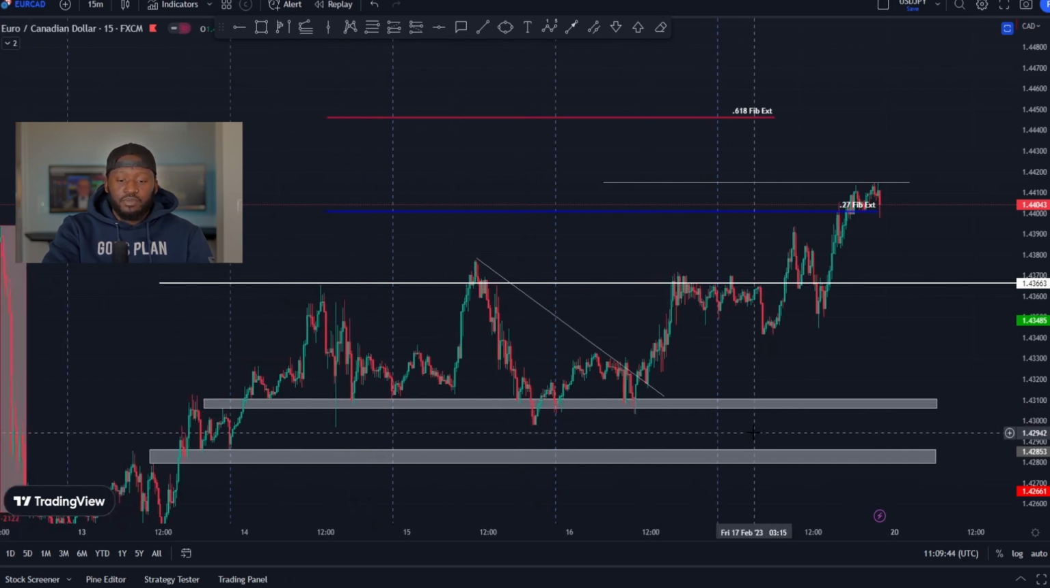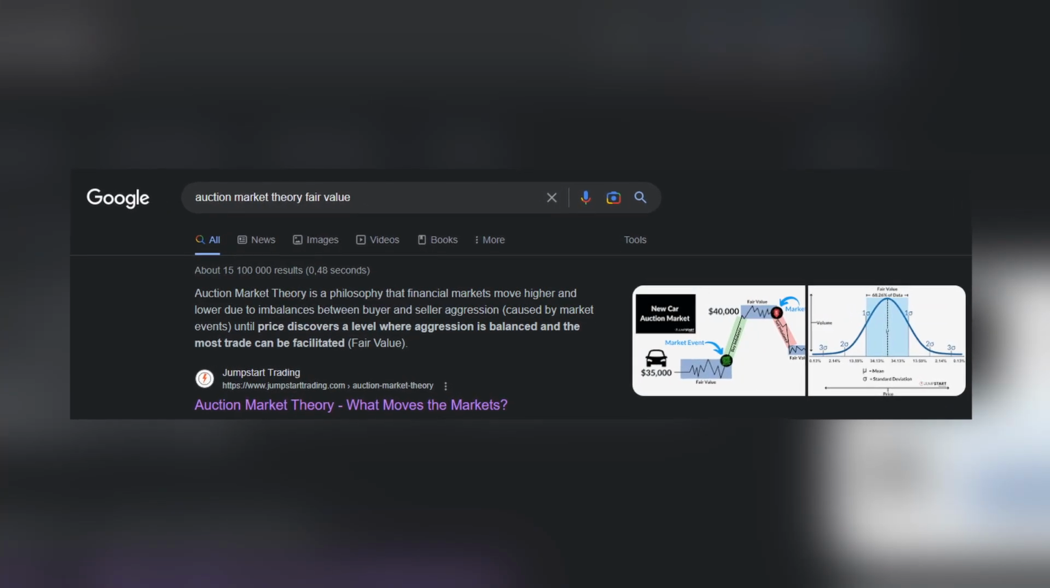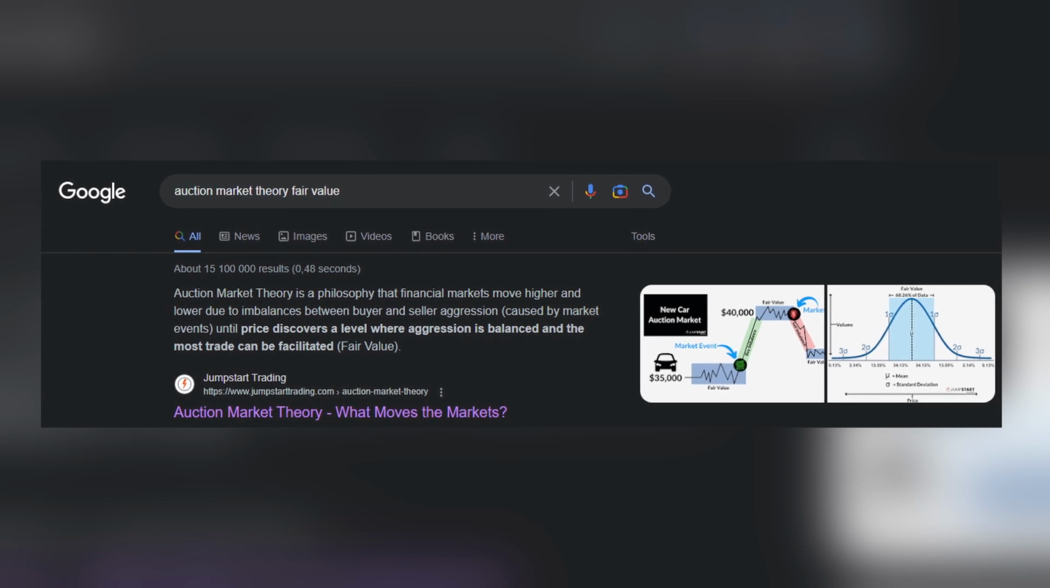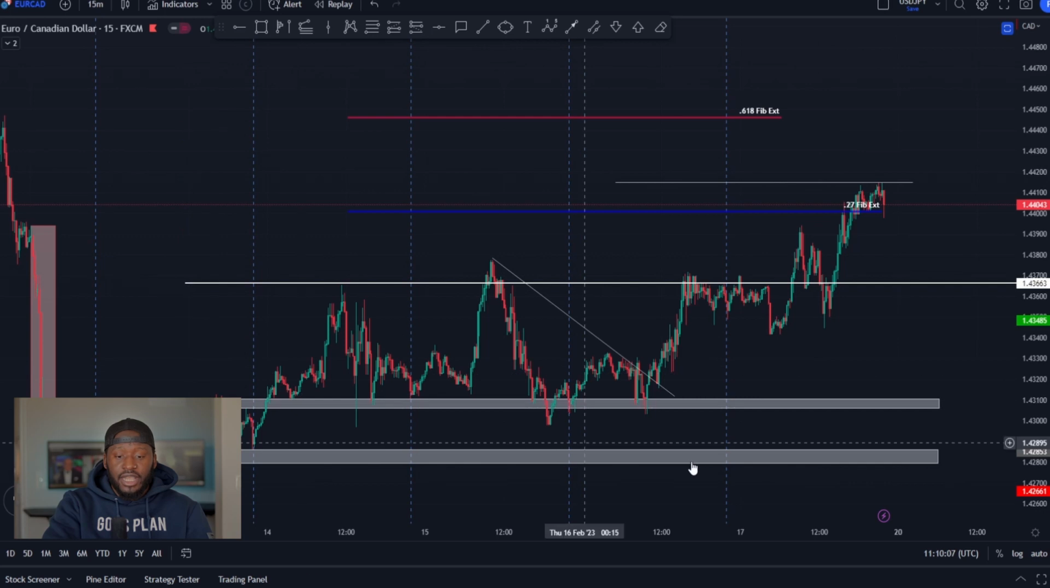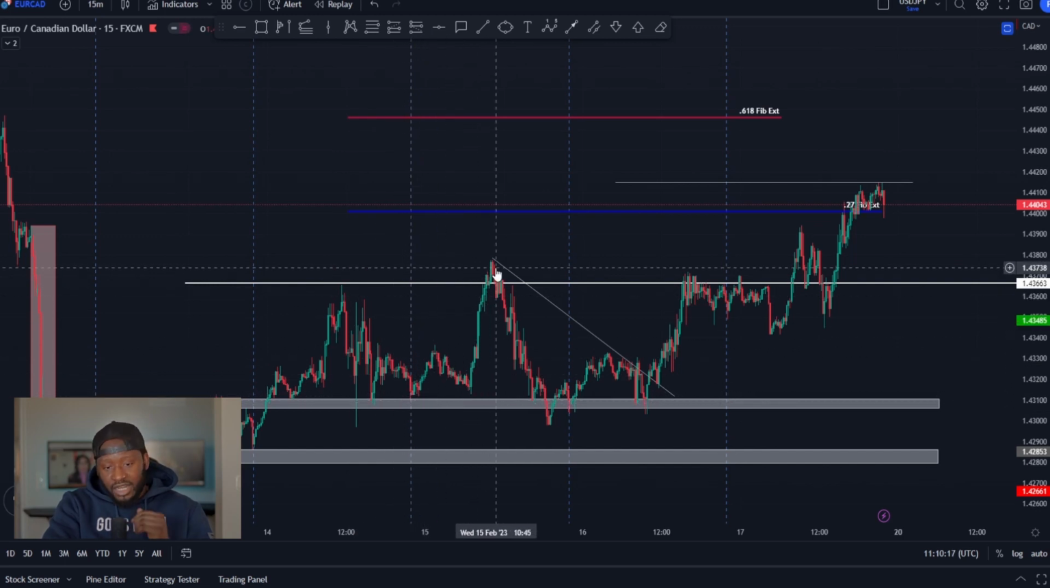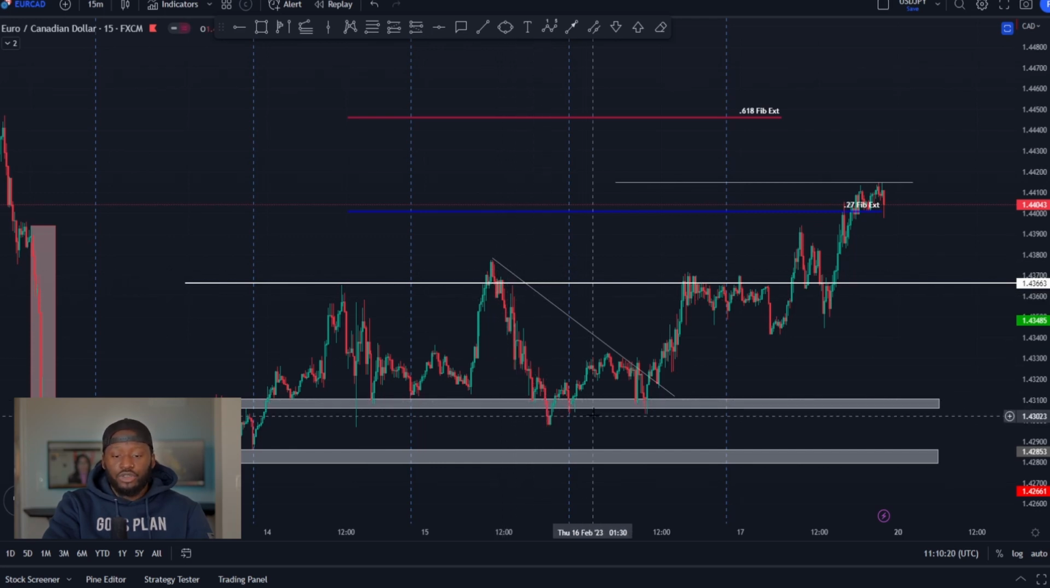Now, if you're familiar with auction market theory, this is something that is basically explained when you study it, right? Auction market theory is basically stating that buyers and sellers have come to an agreement within a certain area, and that area is usually called the fair value area. So in this area right here, we saw buyers push the market up and then sellers pushed it back down, and then for another day we had buyers aggressively come in and the sellers one more time stepped back in and held this area.